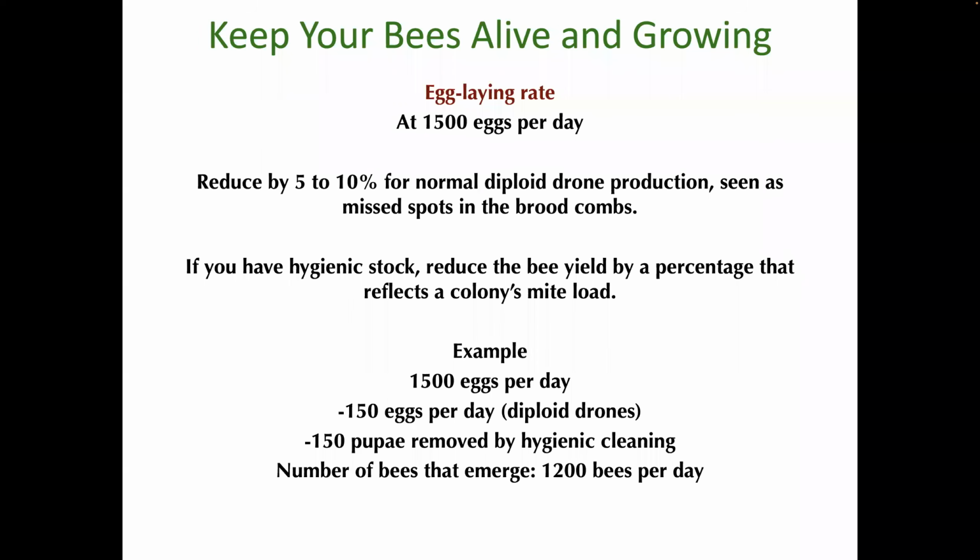If you have a hygienic stock, Minnesota hygienic or one of the other hygienics that have been selected, you have to reduce the bee yield by a percentage that reflects the mite load. Let's give an example. If you have 1,500 eggs in a day, 10% of them are diploid drones, you subtract 150. And let's say it's a hygienic stock, so you take another 150 off. We're just estimating here. We may not know exactly what the numbers are. So the number of bees that actually emerge, not the egg-laying rate, but the number of bees that emerge, will be about 1,200 bees per day.